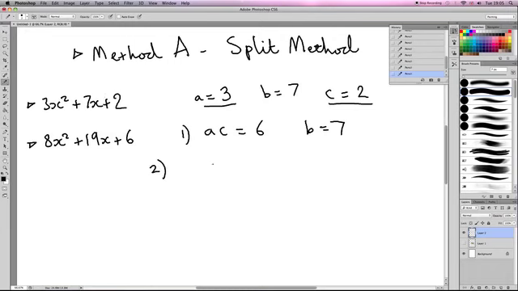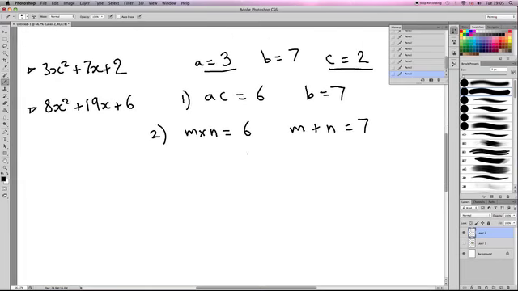The second step is a bit like how you did your GCSEs. You need to find two numbers that multiply together to give you AC, and those two numbers have to add together to give you 7. Just looking at it quickly, the only real numbers you can get are 1 and 6. So 1 times 6 gives you 6, definitely, and 1 plus 6 definitely gives you 7. So these two are your factors right here, the two numbers you're looking for, m and n.